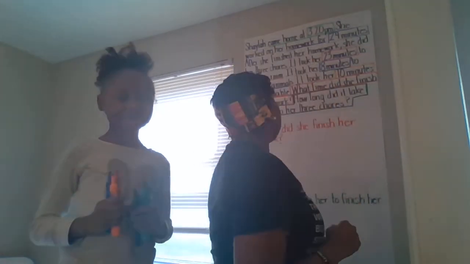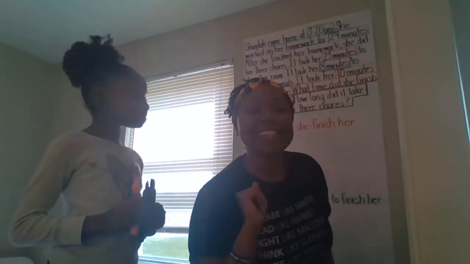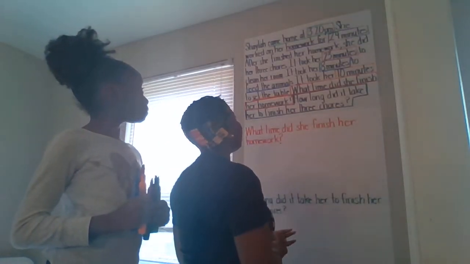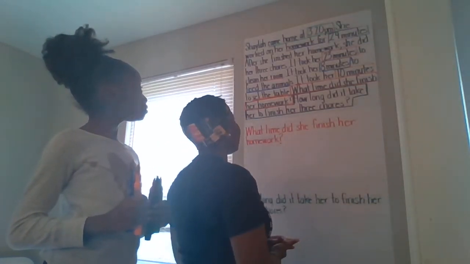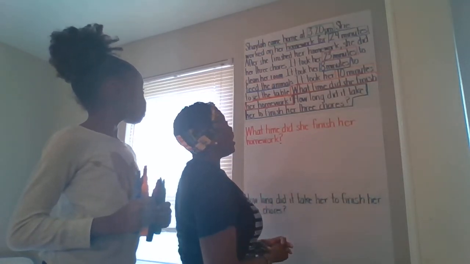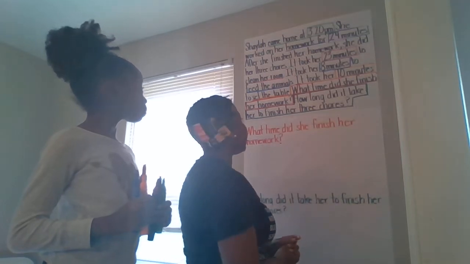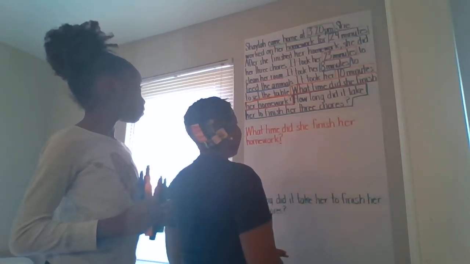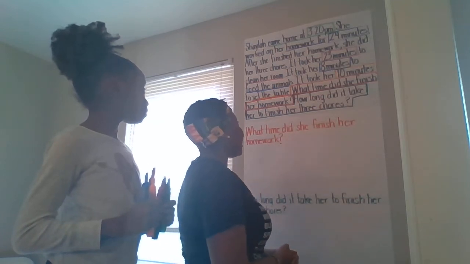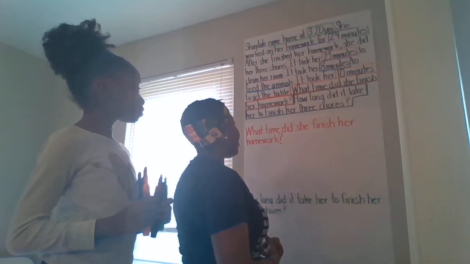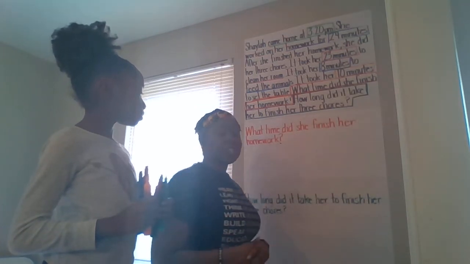All right. So Shaylah, hi Shay, I know you're at home. Shaylah came home at 3:20 p.m. She worked on her homework for 24 minutes. After she finished her homework, she did her 3 chores. It took her 23 minutes to clean her room. It took her 8 minutes to feed the animals. It took her 10 minutes to set the table. What time did she finish her homework? How long did it take her to finish the 3 chores?